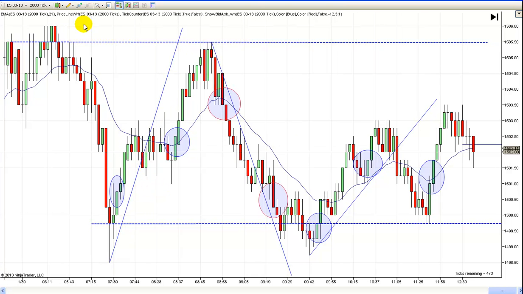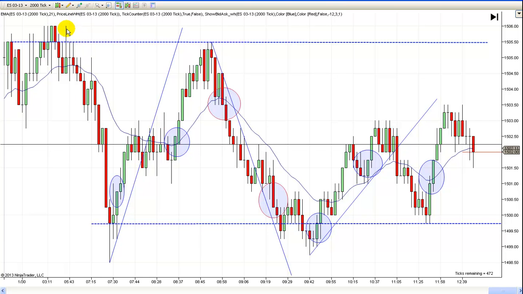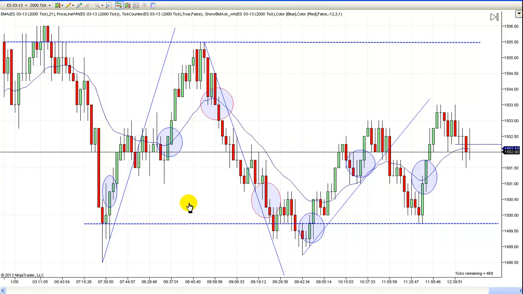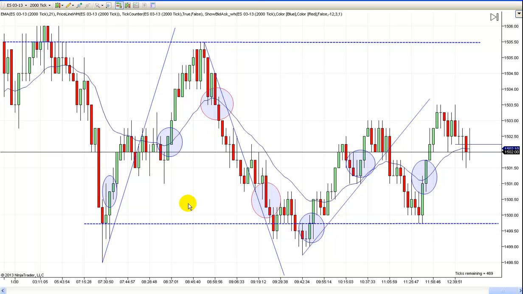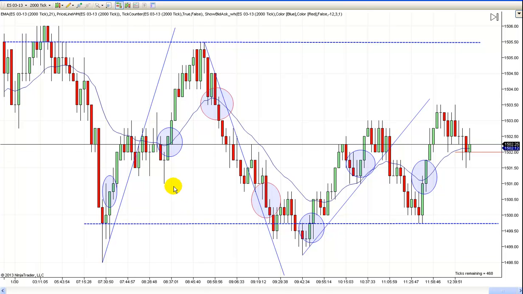And that's how I draw mine. And on this one, it would have been right off those first couple of bars right there. It's a skill and it's an art just like the rest of it, and it takes experience, so you'll get better at it. But anyway, that was the first trade.